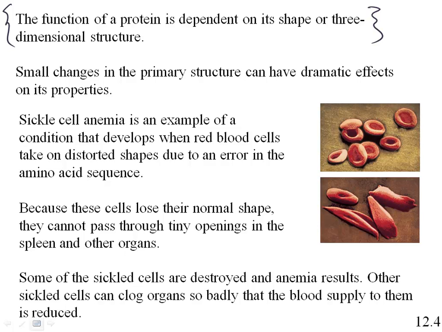And these cells are destroyed and we get anemia, which means we don't have enough red blood cells in our body. And because we don't have enough red blood cells, people who have sickle cell anemia can have a lower blood supply for their body.